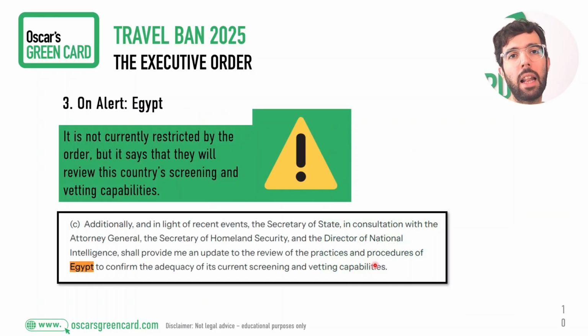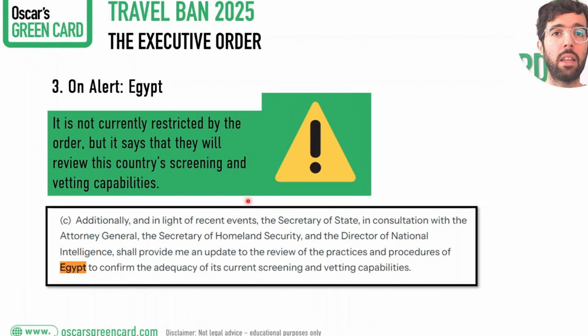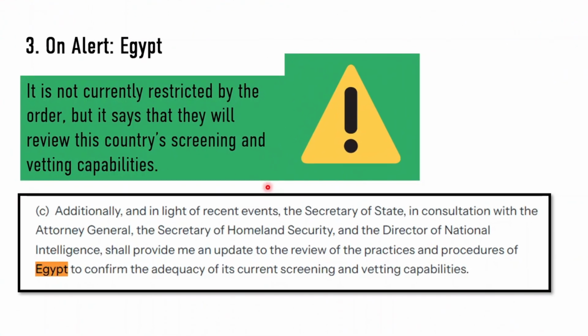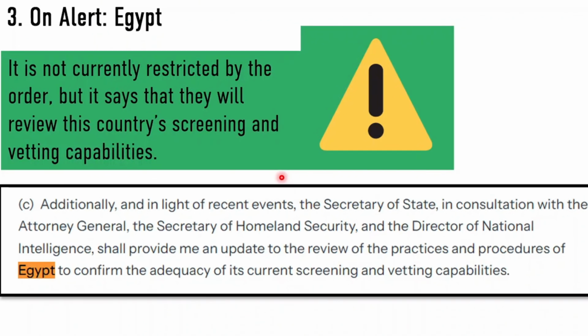And then we have the last country, Egypt, which is not currently restricted by the order, but it does say that they will review the country's screening and vetting capabilities. So in my mind, this is a warning, and people from Egypt should be paying attention, because at any point their status can change from not restricted to being restricted. Okay, and here you have the screenshot of the place in that proclamation where they specifically single out Egypt.